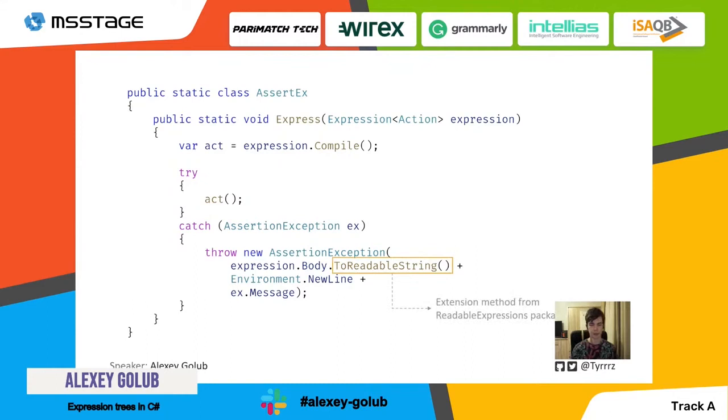And to do that, we also use this extension method called toReadableString, which turns an expression, and it works with any expression at all. It turns it into C# code that is humanly readable and looks as though it was actually written by a human. And this extension method comes from a separate package called Readable Expressions, which you can find in NuGet.